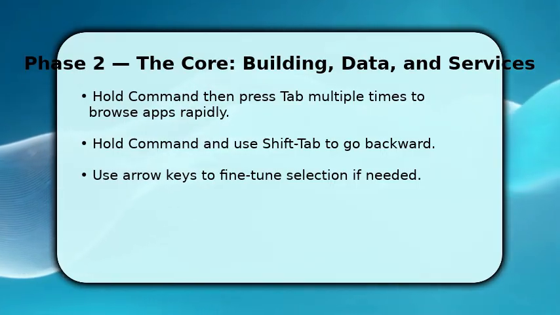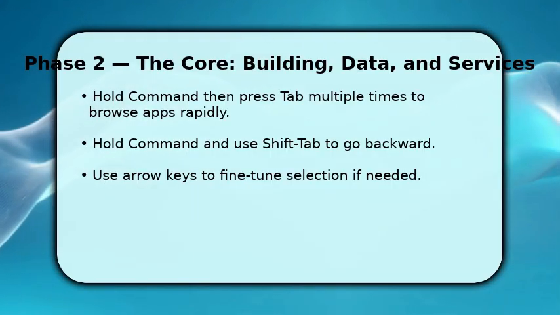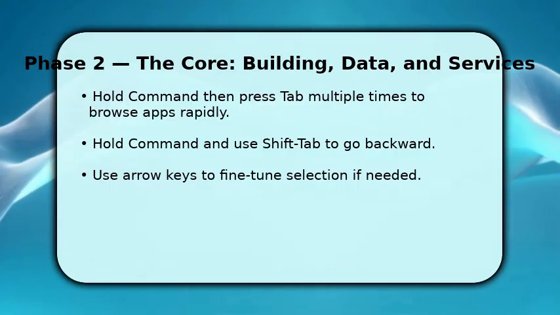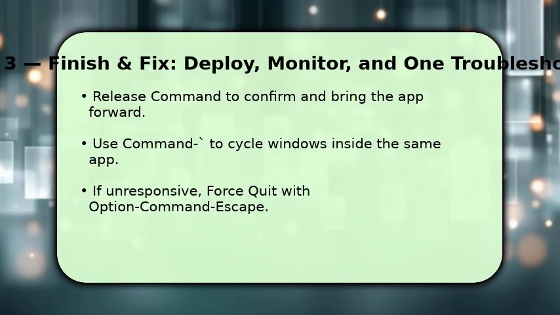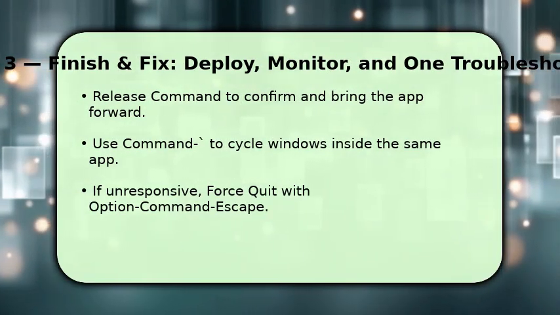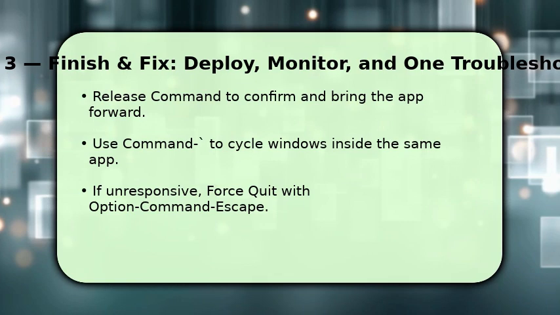If icons are close, keep holding Command and tap left or right arrow to nudge selection precisely. This avoids accidental switching. Make sure to release Command only when the one you need is selected, so it appears ready to use. To finish, simply release Command when the desired app is highlighted. The system then brings that app forward with its active window.